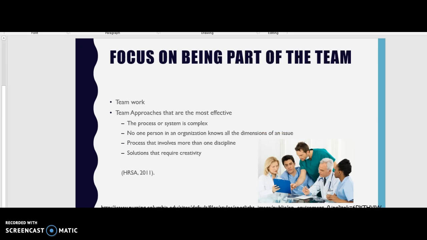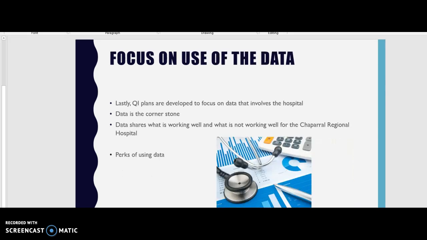Focusing on being part of a team. QI programs are developed to establish teamwork, confidence, and focus on being part of an efficient team. The most effective team approaches involve processes or systems that are complex. No one person in an organization knows all the dimensions of an issue. The process involves more than one discipline. Team approaches also involve having solutions that require creativity, and staff commitment and buy-in are needed.